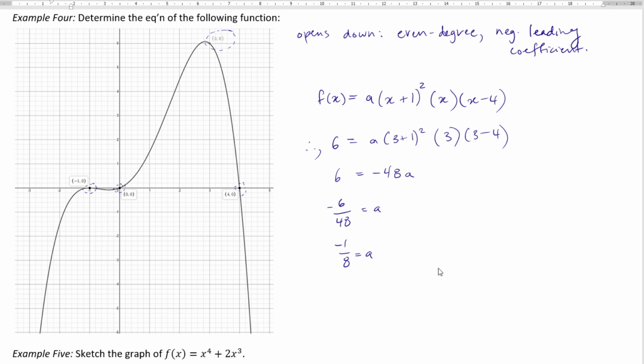-1 over 8 is equal to a, so therefore the equation of the function is -1 over 8 times x plus 1 squared times x minus 4, and that's fine. Okay. Alternatively, you could rewrite it like this: -1 over 8 times x minus 4 times x plus 1 squared, but the above, this right here, is fine as well.